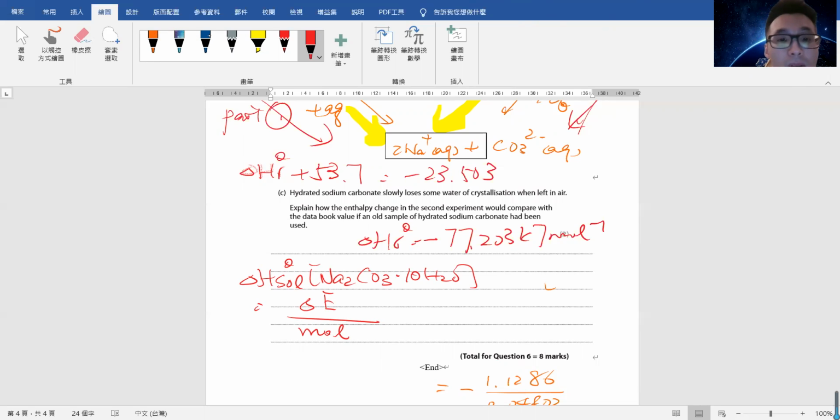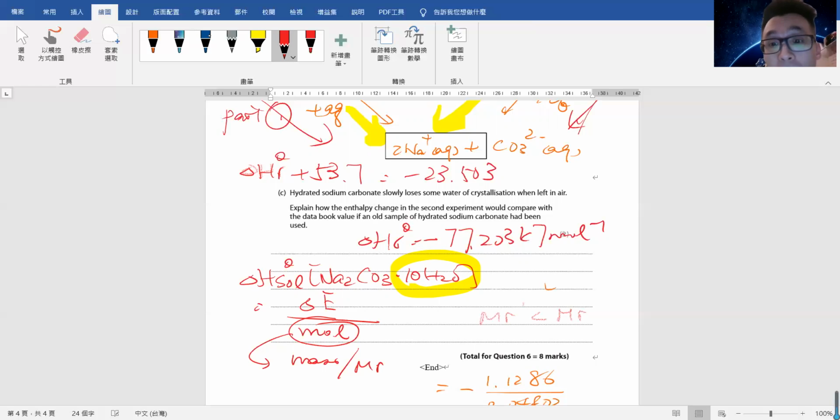Now imagine how do you work out this mole? This mole is basically the mass over molar mass. Do you agree? Imagine if some of the water is lost. So what happened to the actual molar mass? The actual molar mass will be smaller than the one that you use in the calculation.